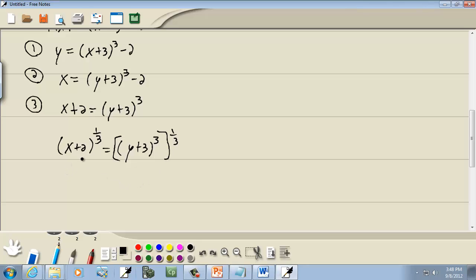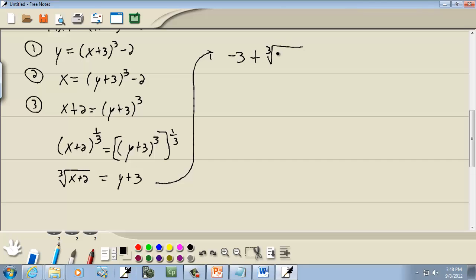Well, over here, the 1/3 power is the cube root. And over here, 3 times 1/3 gives us 1. They cancel each other away. We're left with y plus 3. I'll take 3 over the left side, so we get negative 3 plus the cube root of x plus 2 equals y.